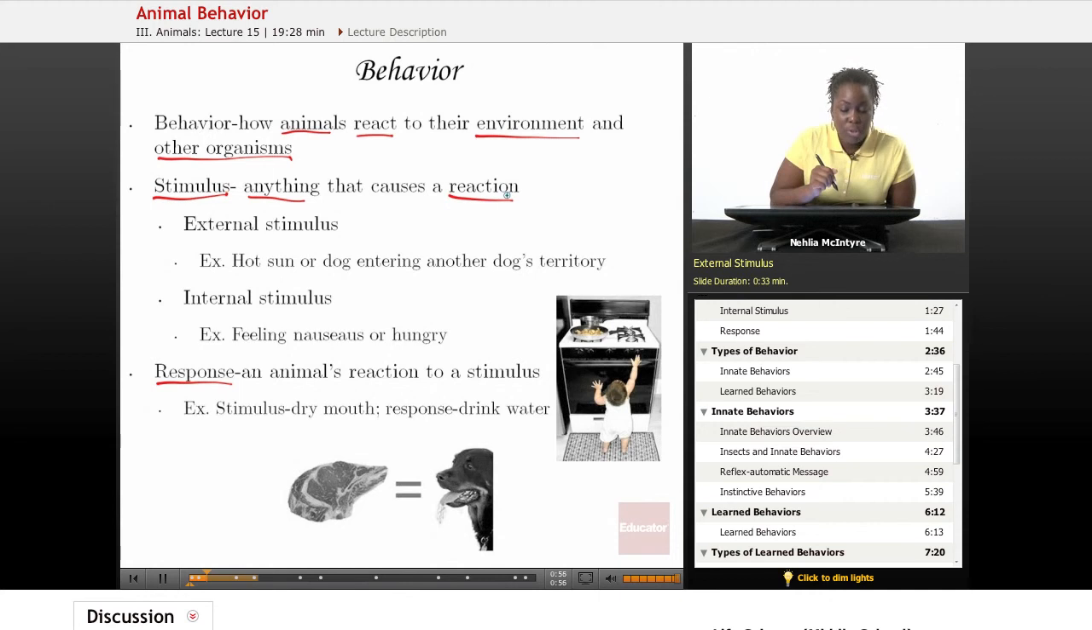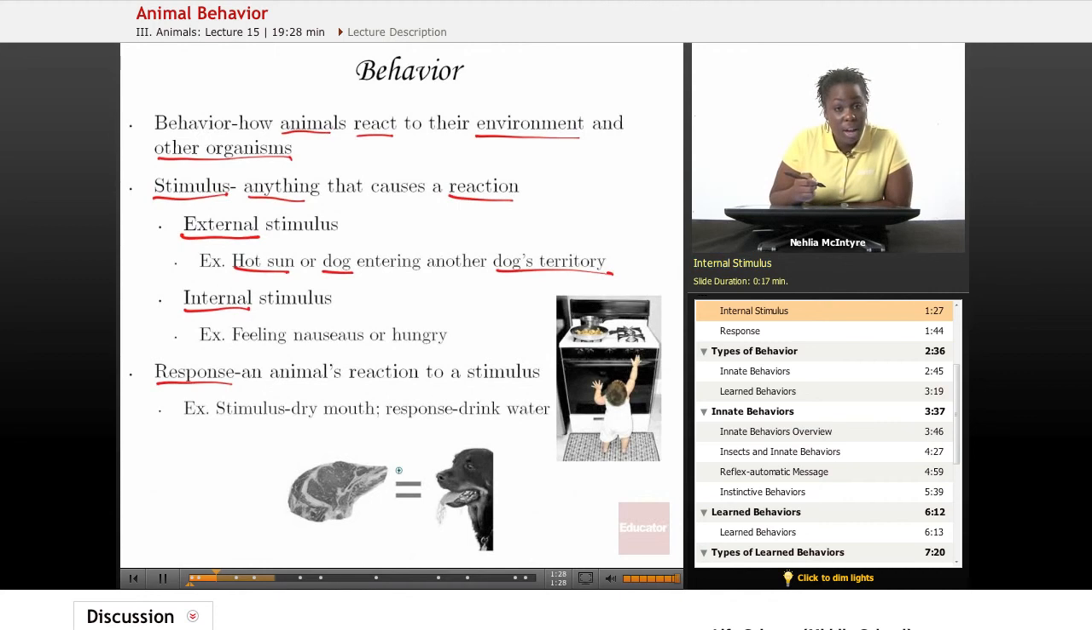For example, there's two different types of stimulus. The first would be external, and another one would be internal. An example of an external stimulus would be the hot sun causing an animal to get very warm, or a dog entering another dog's territory. Those types of things would cause a particular reaction, and we call that reaction a response.